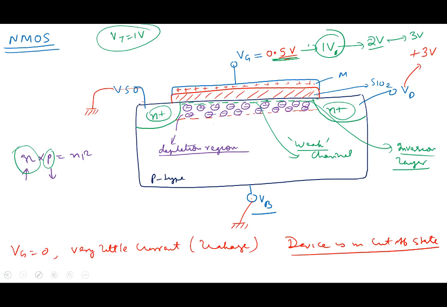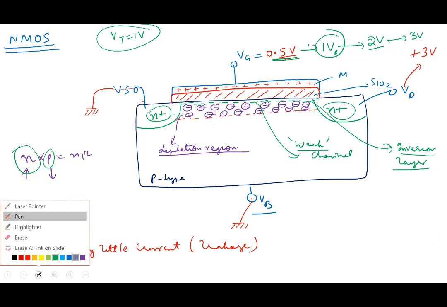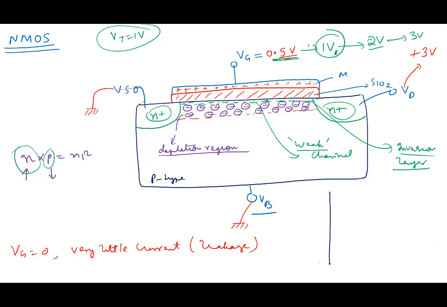Now if you think about the characteristics, let me draw here ID, the drain current, versus VG. So what do you think will happen at VG equal to 0? Very little current. There's hardly any channel, very little current. You apply 0.1 volt. What will 0.1 volt do? It will create some channel, very weak.